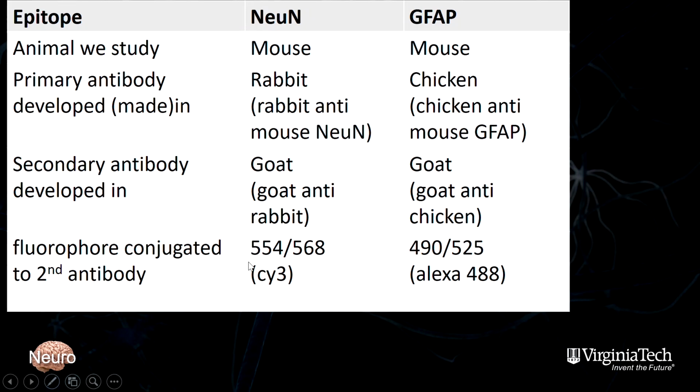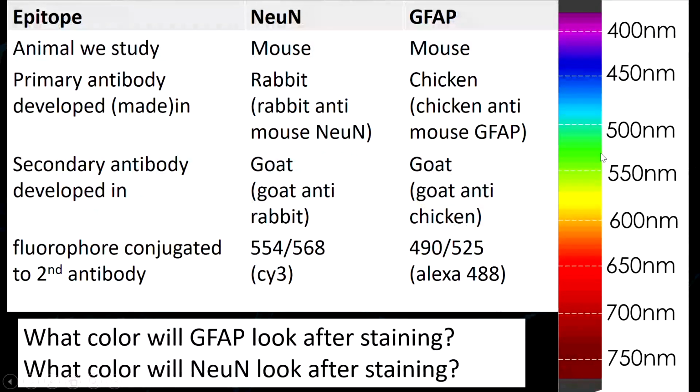And then the fluorophore that was labeled or conjugated to the secondary antibody was Cy3 for the NeuN secondary antibody, and Alexa 488 for the GFAP secondary antibody. And then I have a spectrum here, a light spectrum, and then I have some questions for you.